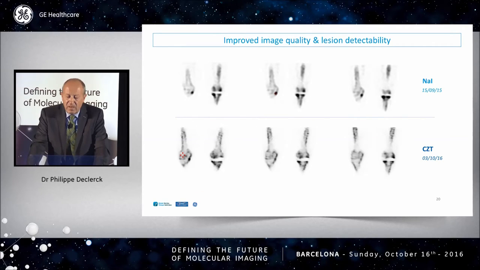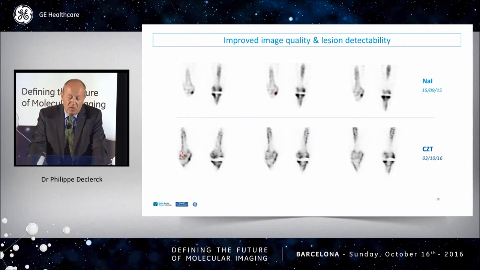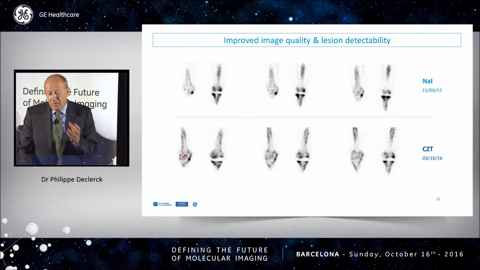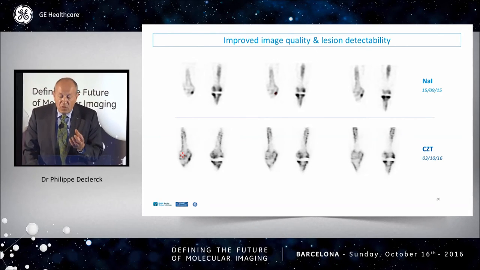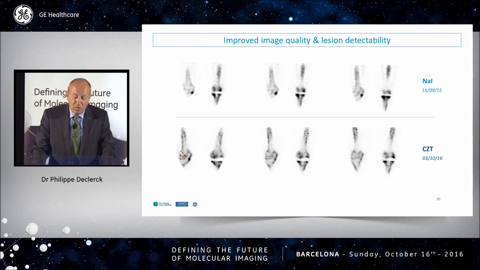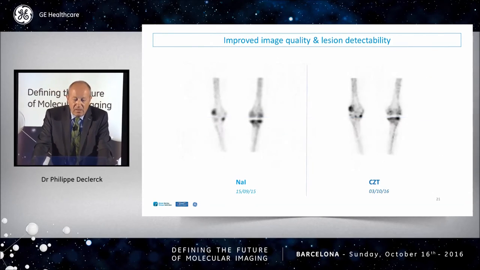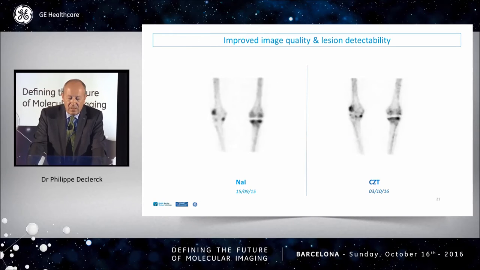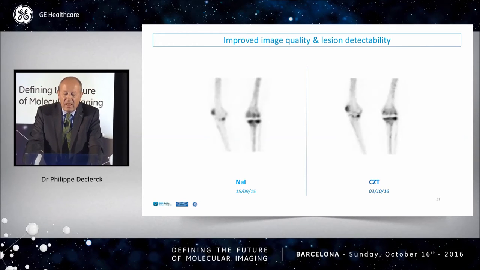SPECT of the knees, same patient, done on photomultiplier and then afterwards done on the CZT on different days. And what you see is a sharper image and a sharper delineation of the small lesions. You can better define the lesions. SPECT image. And you have more resolution.